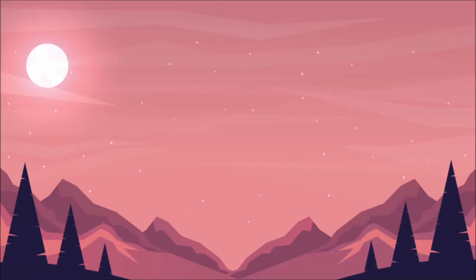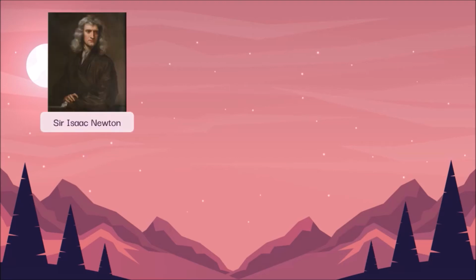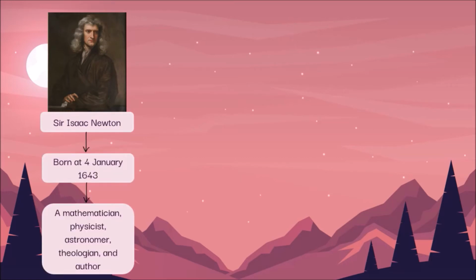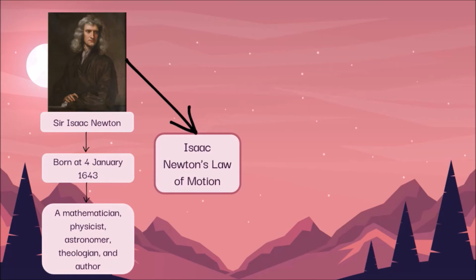Now, let's talk about the scientists who had different theories on the particular issues. First, Sir Isaac Newton. He was born on 4 January 1643. He was a mathematician, physicist, astronomer, theologian, and author. He proposed many kinds of laws, one of which is Newton's laws of motion.